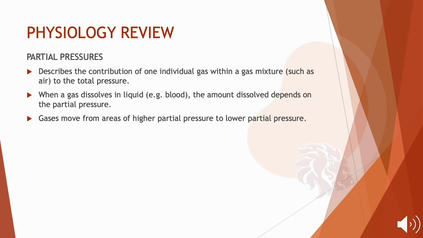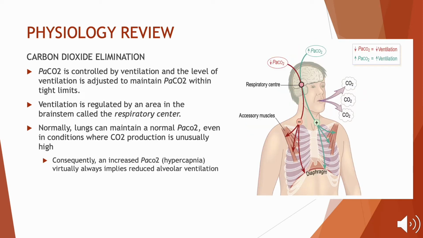Partial pressure describes the contribution of one individual gas within a gas mixture, such as air, to the total pressure. When a gas dissolves in liquid like that of blood, the amount dissolved depends on the partial pressure. Gases move from areas of higher partial pressure to lower partial pressure. At the alveolar capillary membrane, air in alveoli has a higher partial pressure of oxygen and lower partial pressure of carbon dioxide than capillary blood. Thus, oxygen molecules move from alveoli to blood and carbon dioxide molecules move from blood to alveoli until the partial pressures are equal. Carbon dioxide elimination.